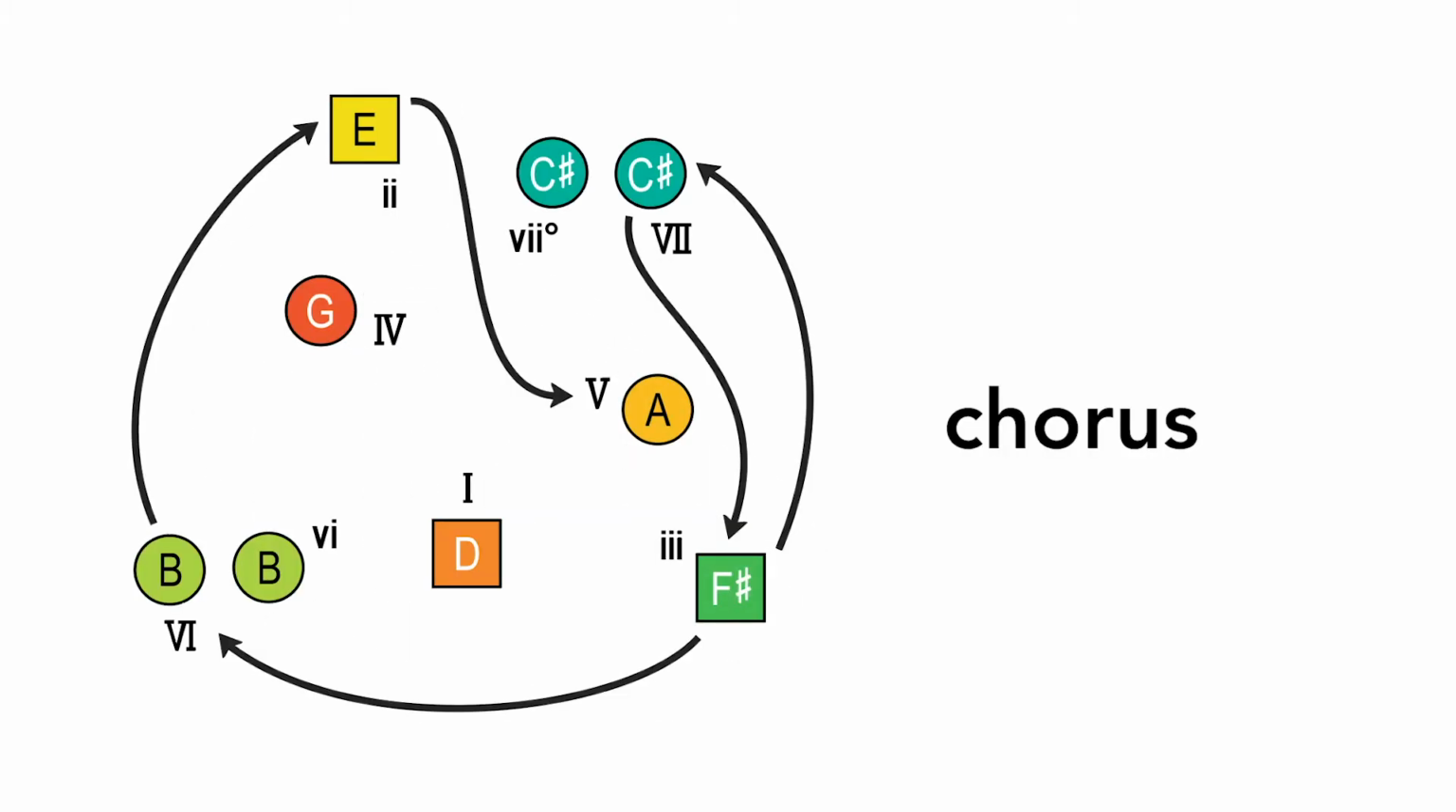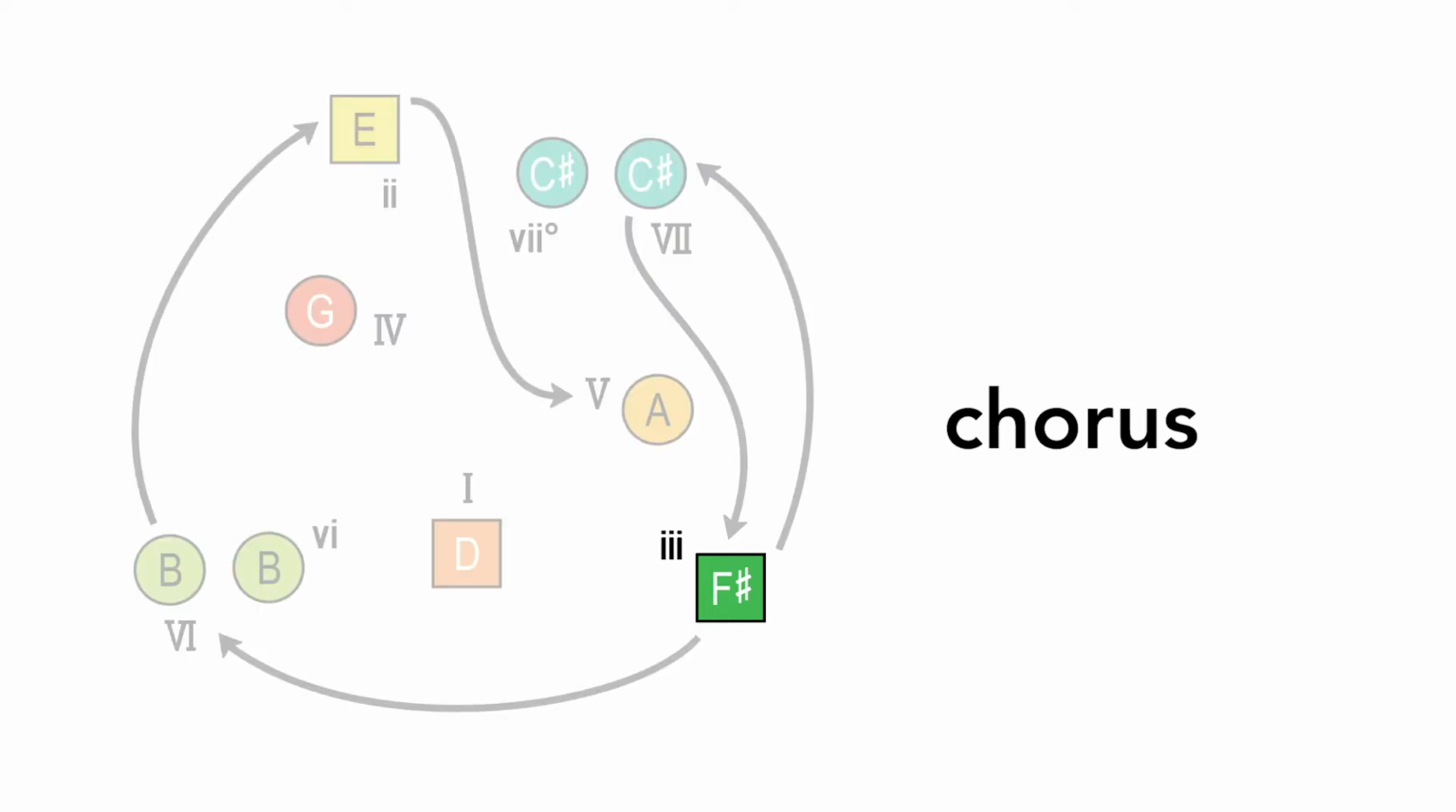And then in the chorus, things really are switched up with this progression. F sharp minor, C sharp major, F sharp minor, C sharp major, F sharp minor, C sharp major, F sharp minor, B major, E minor, A major.